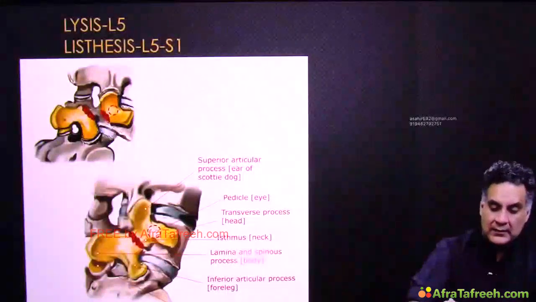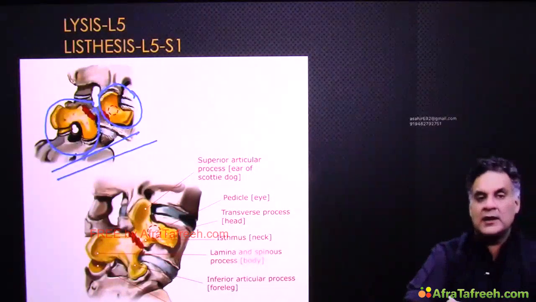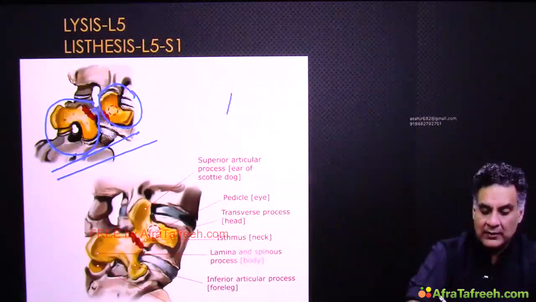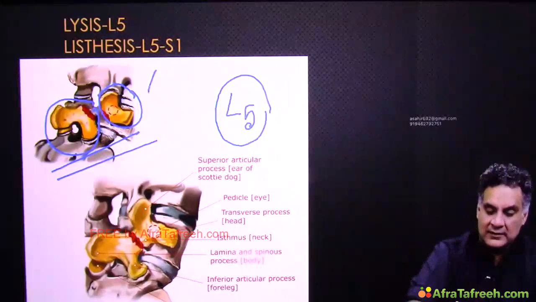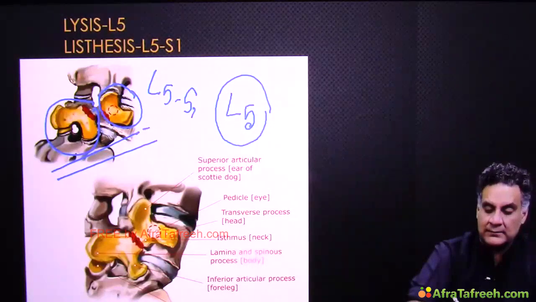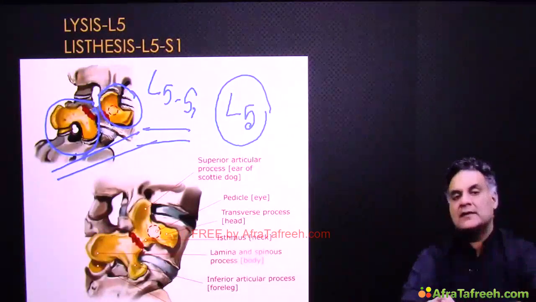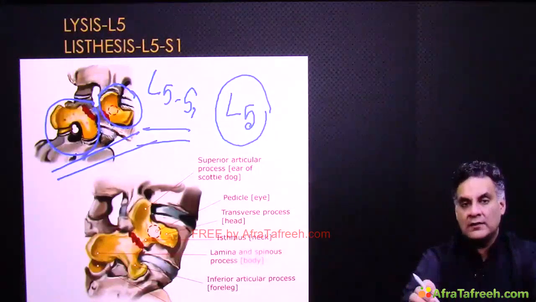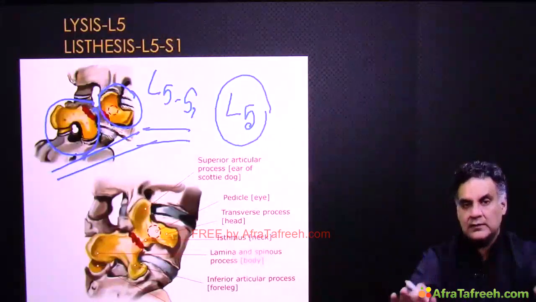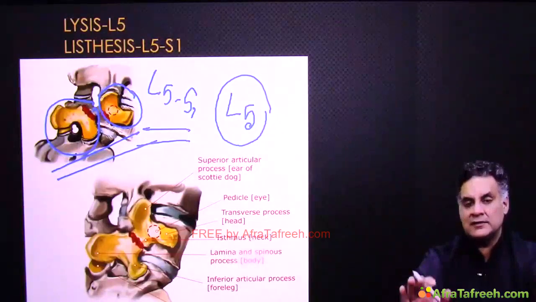So, when there is a slipping of one vertebra over the other, it is called spondylolisthesis. The most common level where spondylolysis occurs is L5. Listhesis occurs between L5 and S1. When this breaks down and the head falls, it is called the beheaded Scottish Terrier sign or beheaded dog sign. So L5 spondylolysis, L5-S1 spondylolisthesis, L4-L5 disc prolapse.